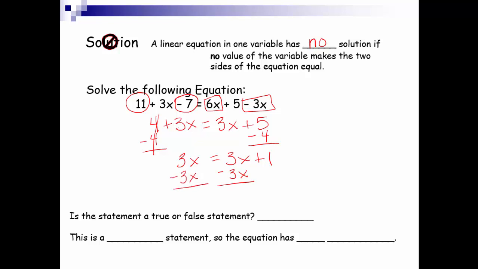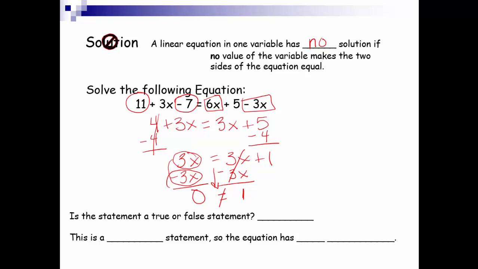Notice what happens. If these cancel out, I'm left with 1 on this side. I bring my equal sign down. Look what happens here. If I have 3x and I subtract 3x, I'm left with 0. So let me ask you a question. Is 0 equal to 1? Well, I hope you're saying no, because it's not equal to 1.